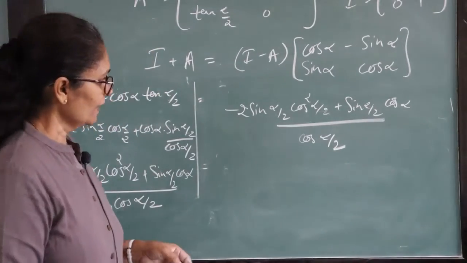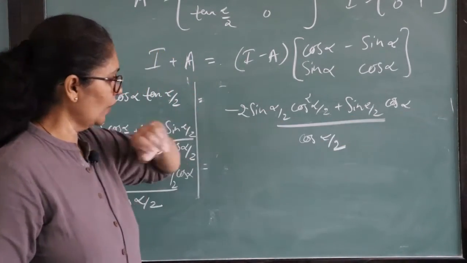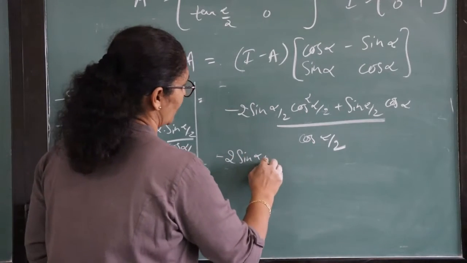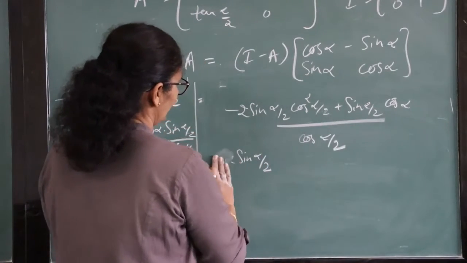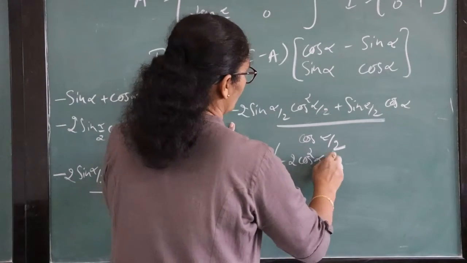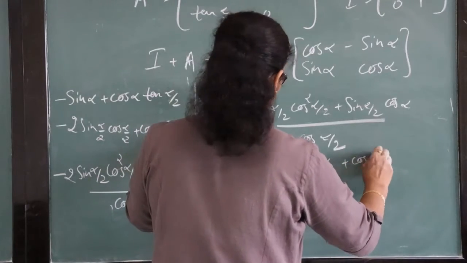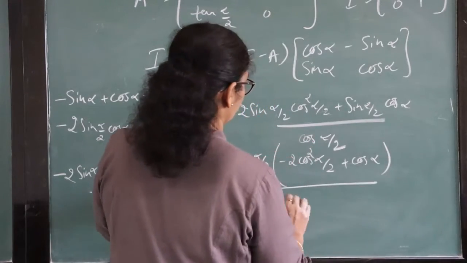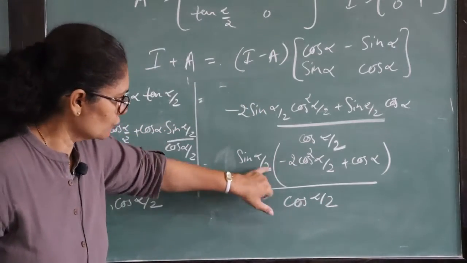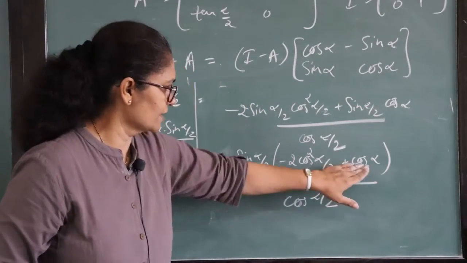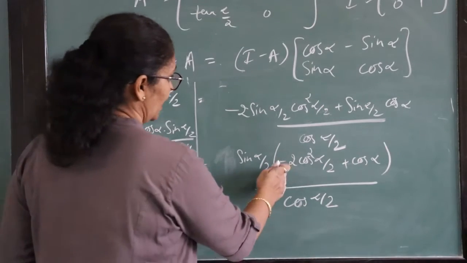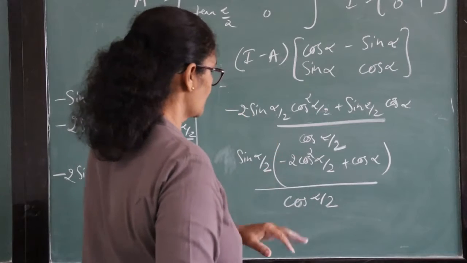Now see, we can write cos alpha's formula here also. Then we can write 2 sine alpha by 2. You can take 2 sine alpha by 2 common also, and by that you can easily write 2 cos square alpha by 2 plus cos alpha upon cos alpha by 2. We require tan alpha by 2. So what is the meaning of it? This should be cancelled, right? So we have to arrange in that format. But if you write the minus sign outside, then also it doesn't matter.